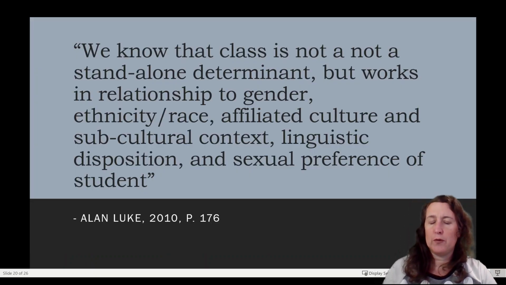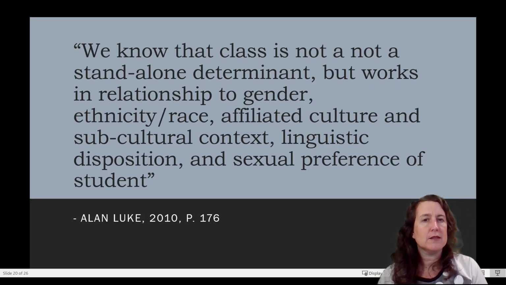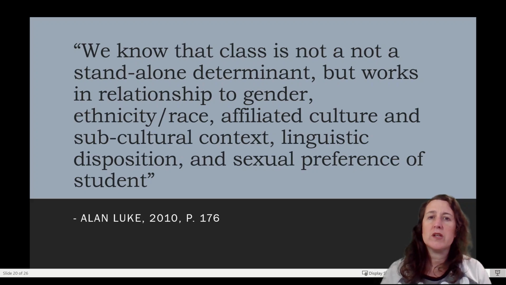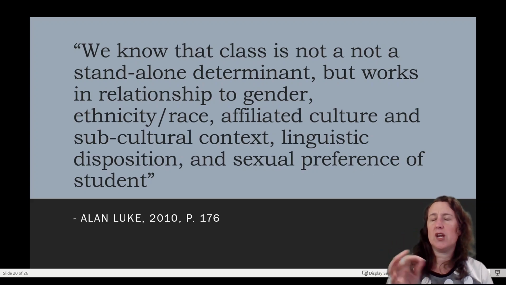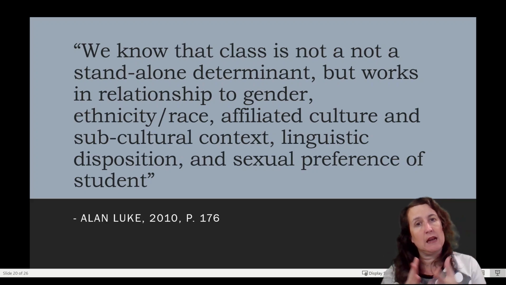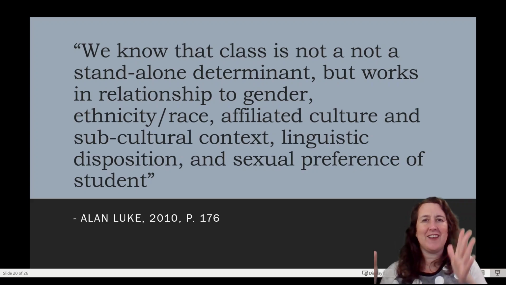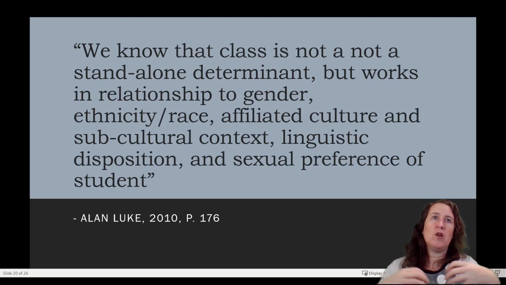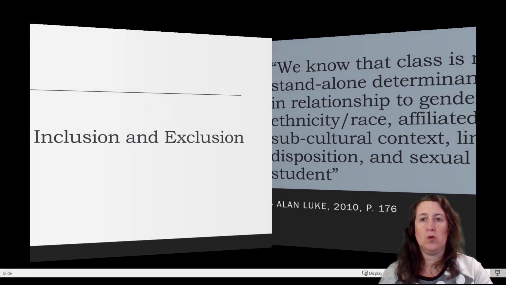Alan Luke, a now retired professor in education in Australia, says that we know that class is not a standalone determinant, but works in a relationship to gender, ethnicity, race, affiliated culture and subcultural context, linguistic disposition and sexual preference of the student. So while today's lecture has really concentrated on looking at the relationship between educational attainment and socioeconomic status, we know that this socioeconomic status, or student's class, isn't a standalone determinant, that all students are made up of more than just their class, that they have gender, race, ethnicity, etc. And all of those other factors also contribute to student success or lack of success.